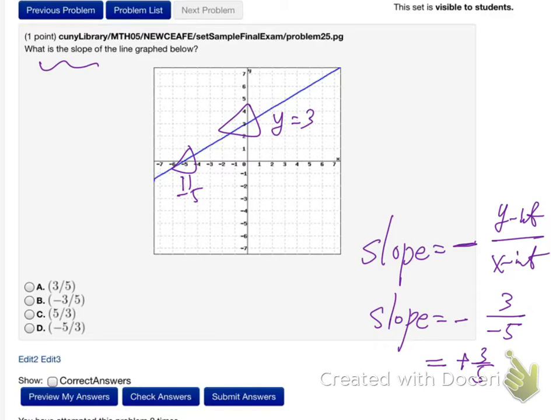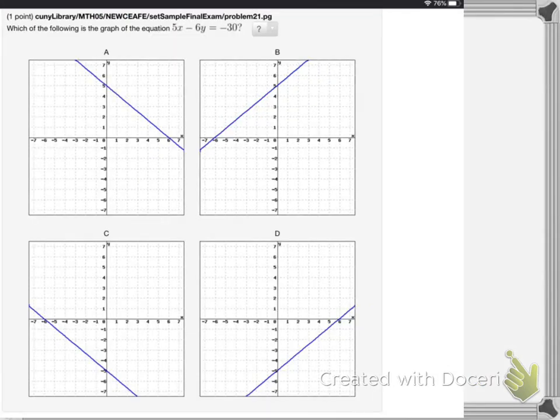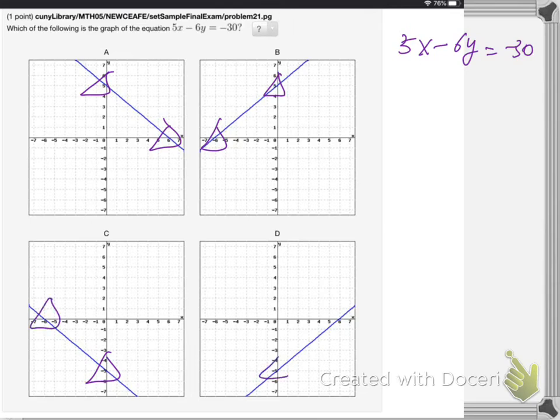So x and y intercepts are very important. Let's look at this example. You are given this linear equation, and we are trying to find the graph of this linear equation. The difference between these four choices A, B, C, D is the intercepts. Here is 5 and 6, this is 5 and -6, this is -5 and -6, this is -5 and +6. If you know whether x is positive or negative and y is positive or negative, you can find the graph of this line.